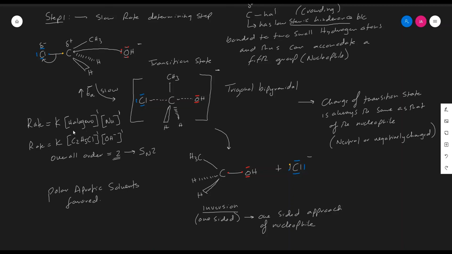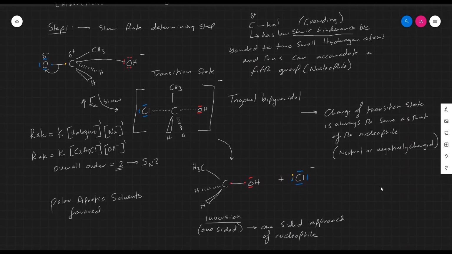I've also stated the rate equation for this reaction, in which the rate equals a rate constant multiplied by the halogenoalkane to the order of 1 with respect to the reaction, multiplied by the nucleophile to the order of 1 with respect to the reaction, as stated here, and the overall order of this reaction would be 2, as stated previously. Polar protic solvents favor this mechanism to occur because it affects the nucleophilicity of the nucleophile, which will be discussed in videos to come.